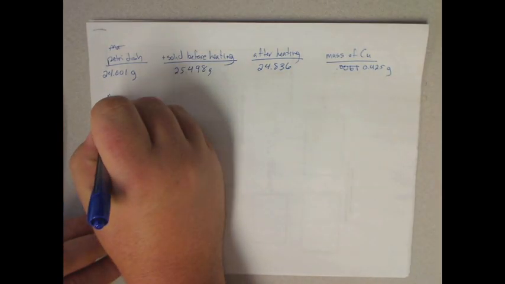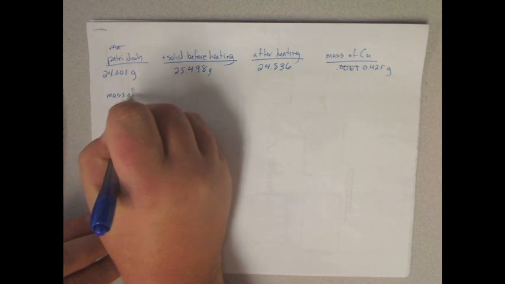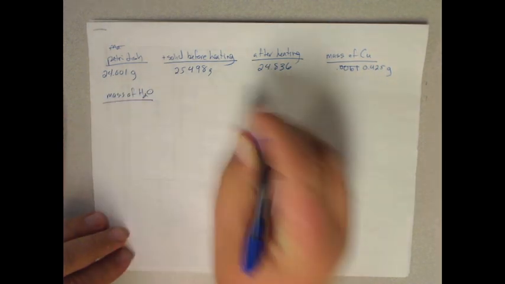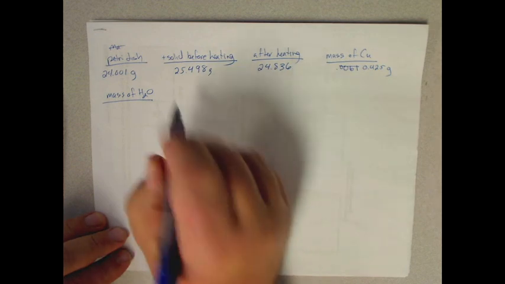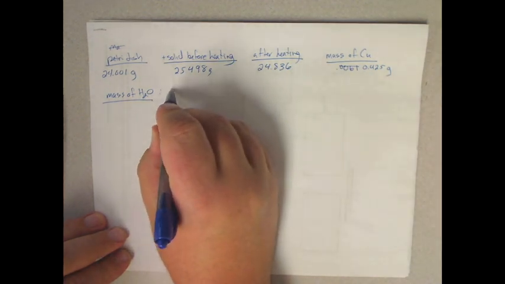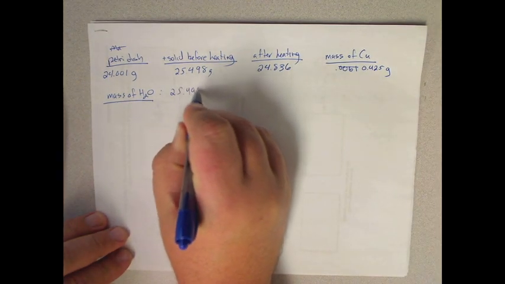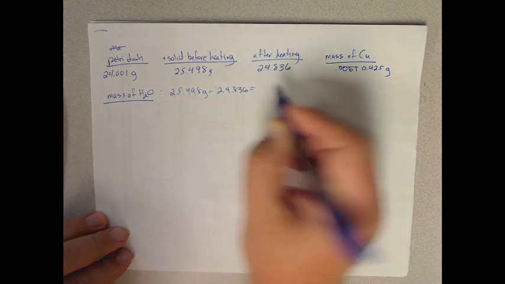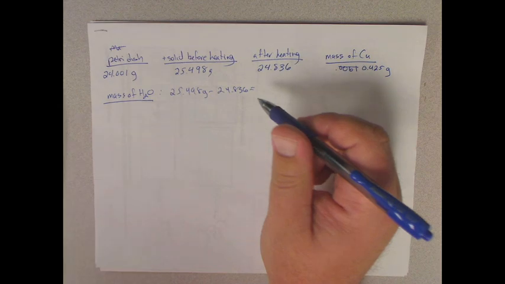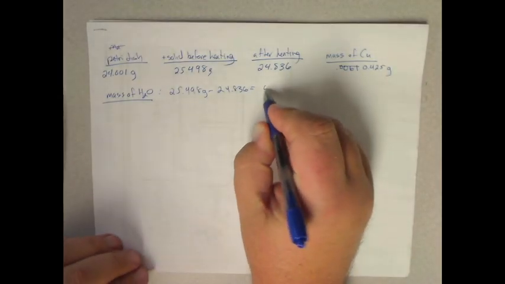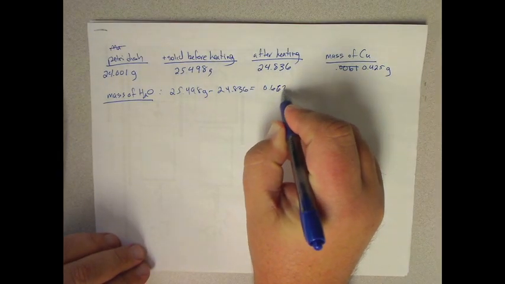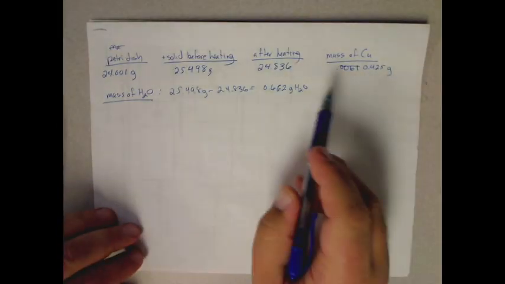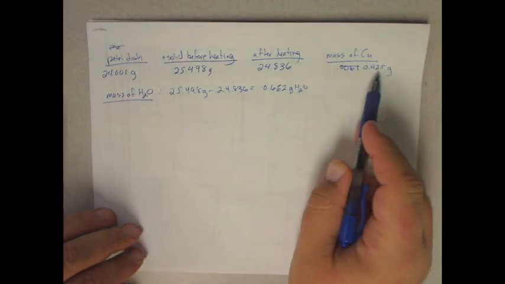Okay, so the first thing we need to figure out then is the mass of water lost. And so that is just the difference when we dehydrate. So if we take 25.498 grams minus 24.836, we should get 0.662 grams of water.